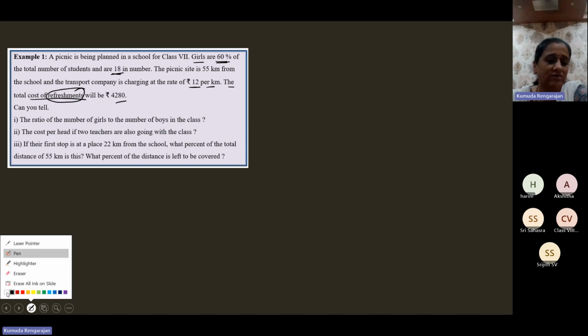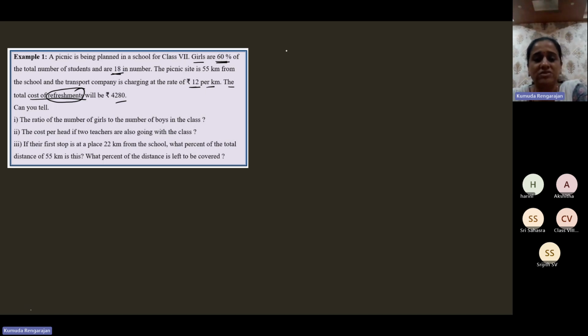So this can be answered in more than one way, but the simplest is the ratio of girls to boys. Don't write anything now. The ratio of girls to boys is equal to 60% is to 40%. Because girls 60%, meaning boys 40%. So it is 60 is to 40. 3 is to 2 is the ratio. Because 2 threes are 6, 2 twos are 4. 3 is to 2 is the ratio.